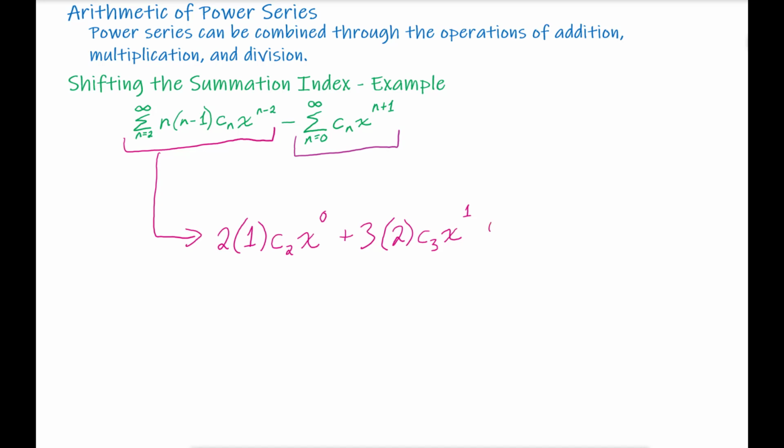And finally, another term, let's go one more, we'll be plugging in n equals 4, so we'll have 4 times 4 minus 1, so times 3, c sub 4, x to the 4 minus 2, or second power, and then these keep on going.